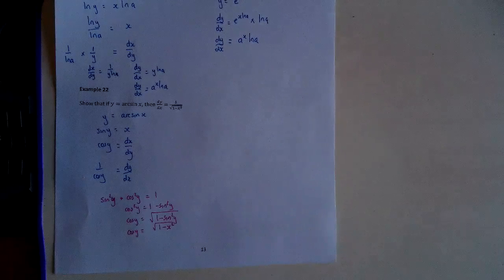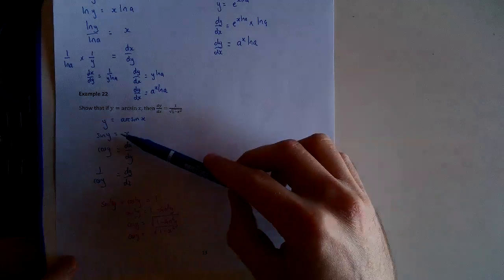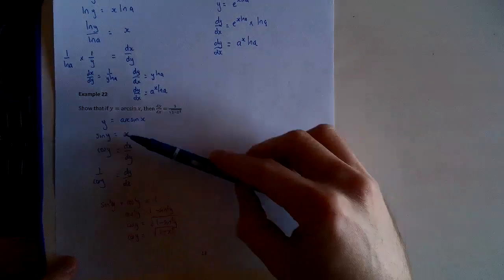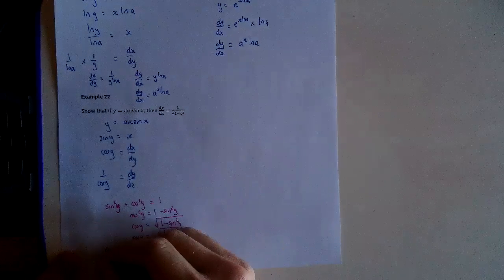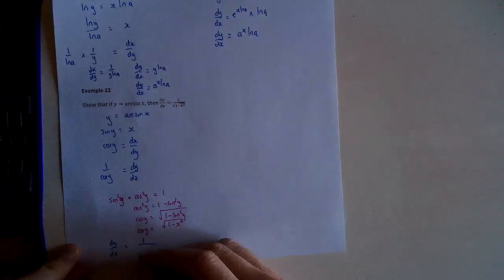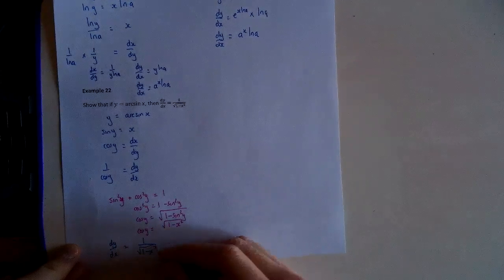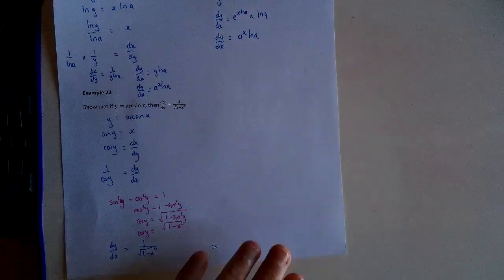And that last step there is tricky. So sine y is x. So sine squared y is just x squared. And put that back into there. So we get dy by dx is 1 over root 1 minus x squared. And that's how we get that result there.